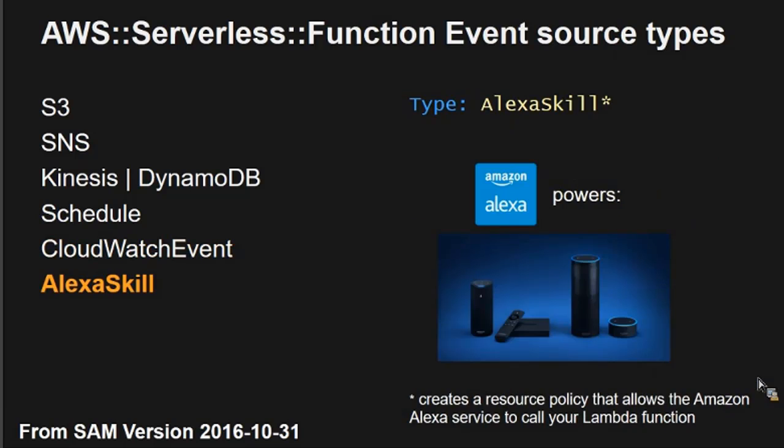And then lastly here we have Alexa skills. For those of you who may or may not be familiar with Alexa, Alexa is the automated bot that basically lives inside a number of devices from Amazon, such as the Echo, the Dot, the Tap, and the Fire TV. The way that Alexa works is that it has what are called skills, which you can think of as kind of individual capabilities inside of Alexa that allow it to perform actions.